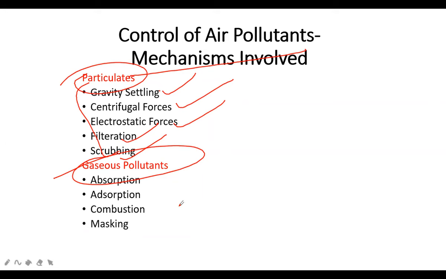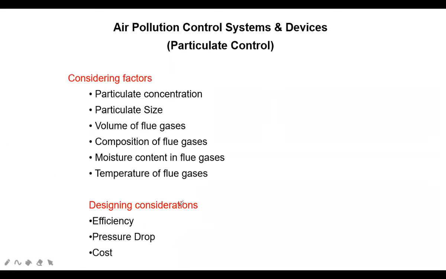To remove gaseous pollutants, they cannot be removed by gravity or centrifugal methods, so they are removed by absorption, adsorption, combustion, or masking. Masking is when you reduce the background concentration of one particular pollutant by exposing it to another, so that it masks the first one.